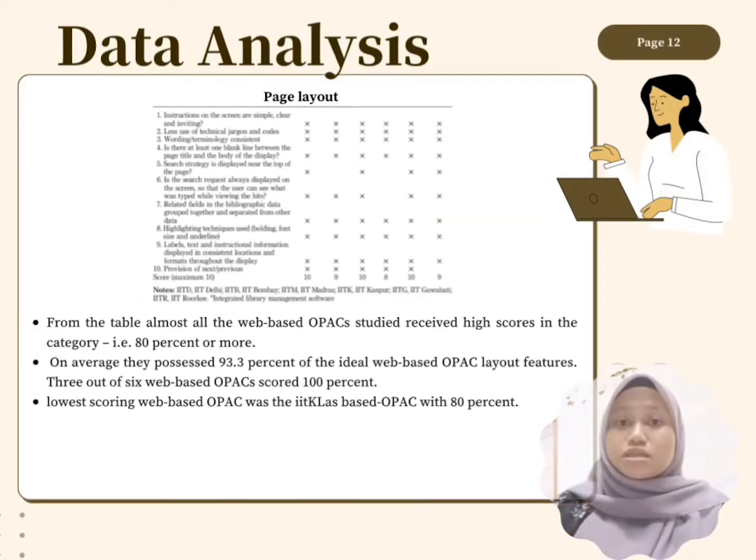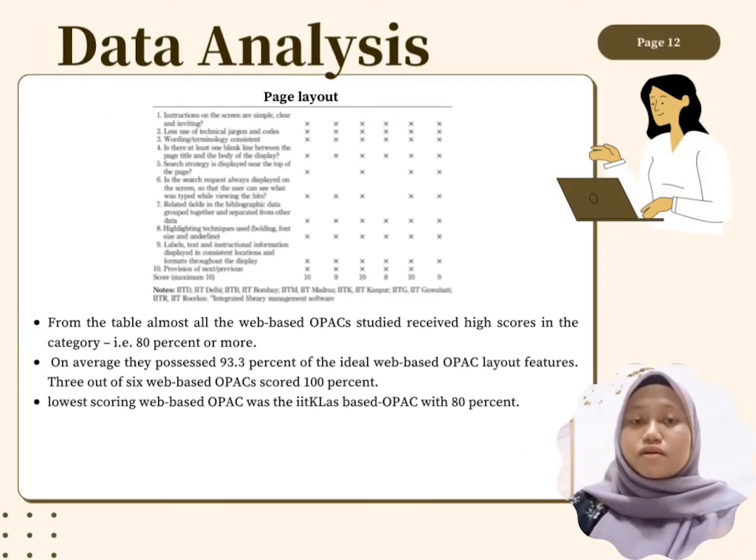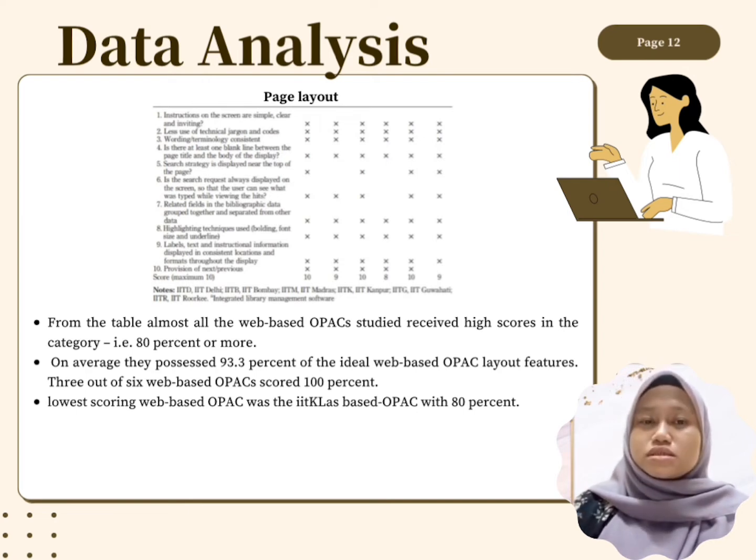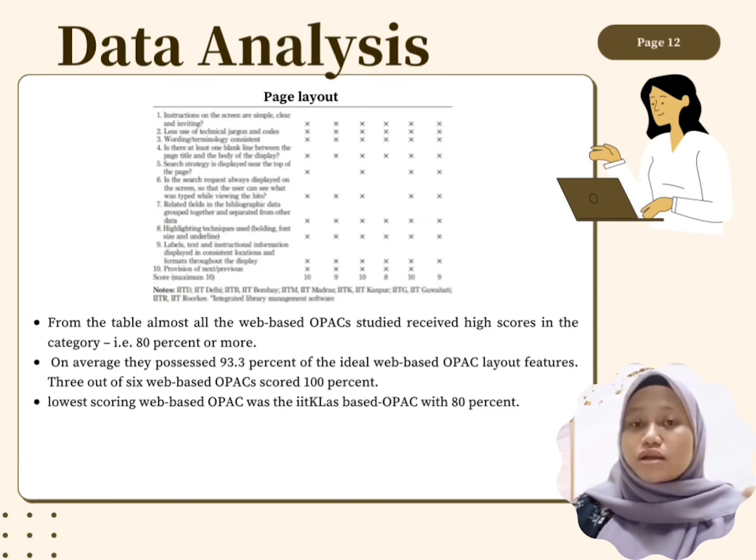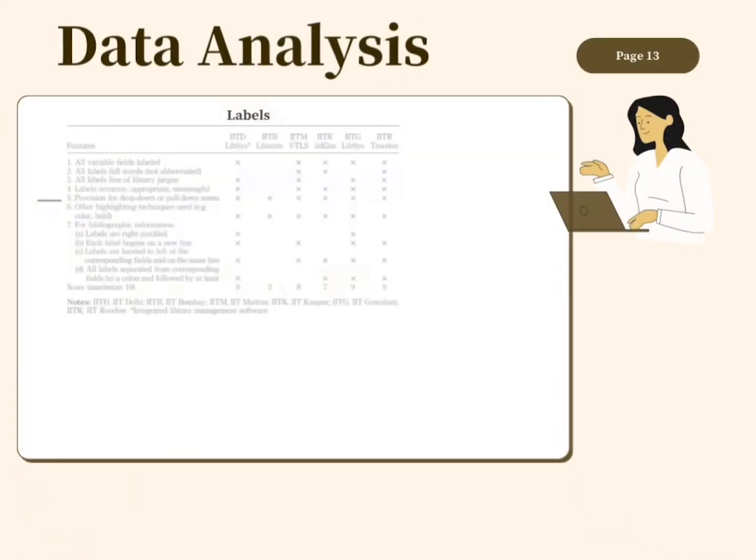Next is page layout. From the table, almost all the web-based OPACs received a high score in this category, 80% or more. On average, they scored 93.3% of the web-based OPAC layout features. 3 out of 6 web-based OPACs scored 100%, while the lowest scoring web-based OPAC was the IITK OPAC with 80%.